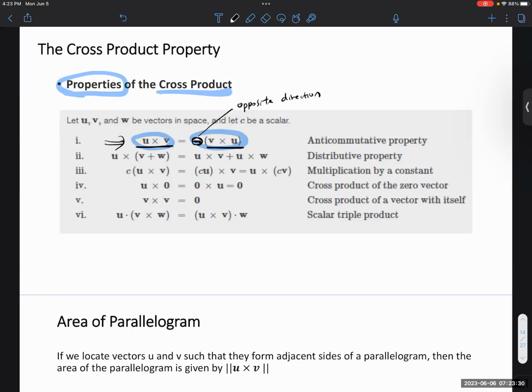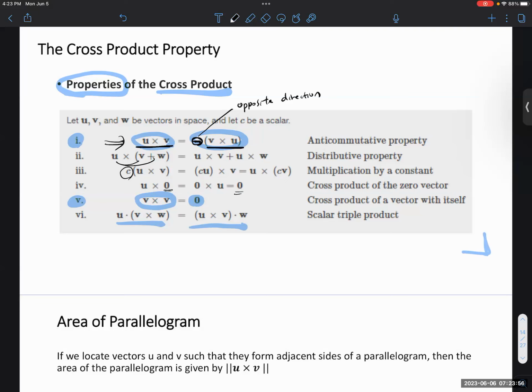That's why. One of the examples shows you that proof. And then the next one, the distributive property, same thing. You can multiply by a scalar. Zero is going to be zero. And one more thing: if you take the cross product of a vector with itself, it's going to be 0. This is something new, number 5. So check it out. That's the cross product so far.